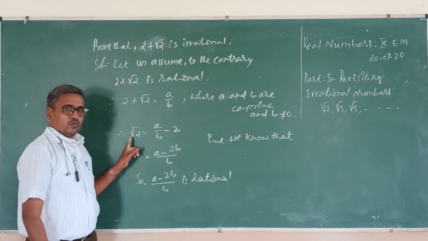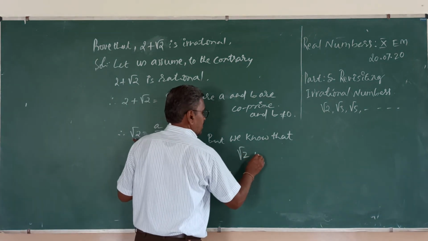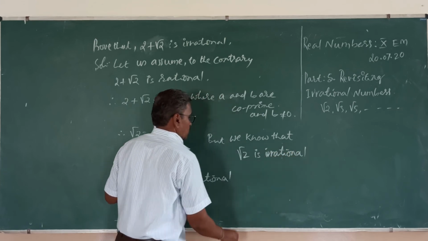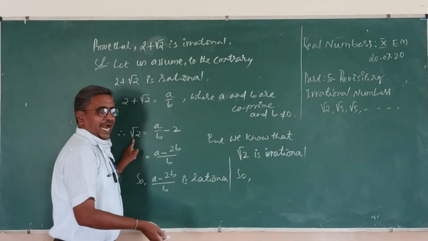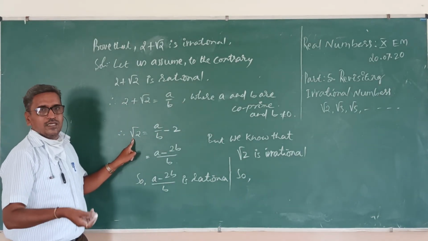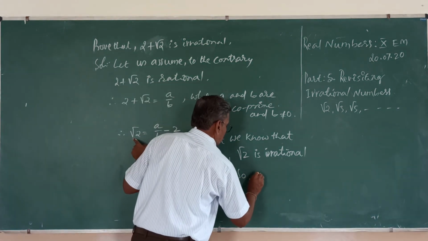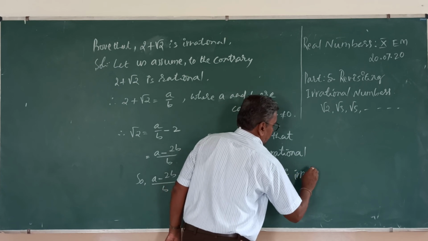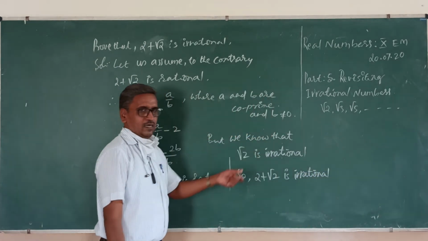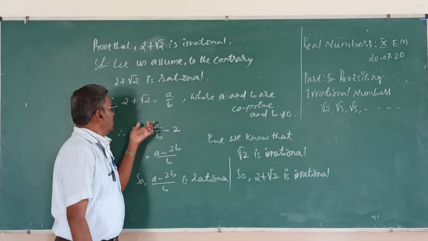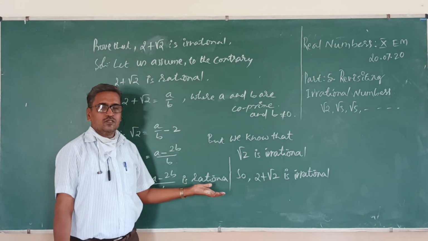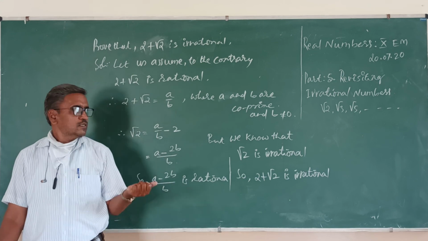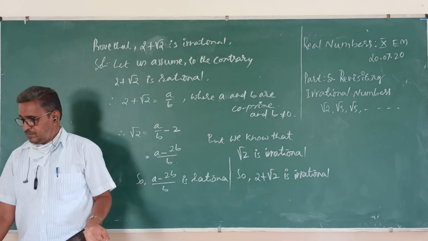But what do we know? We know that root 2 is irrational. So whatever irrational number we add to a rational number, it is irrational. Root 2 is irrational. Therefore 2 plus root 2 is irrational. Already we proved that root 2 is irrational, so we can understand that 2 plus root 2 is irrational. In this way, we are going to prove how irrational numbers are.